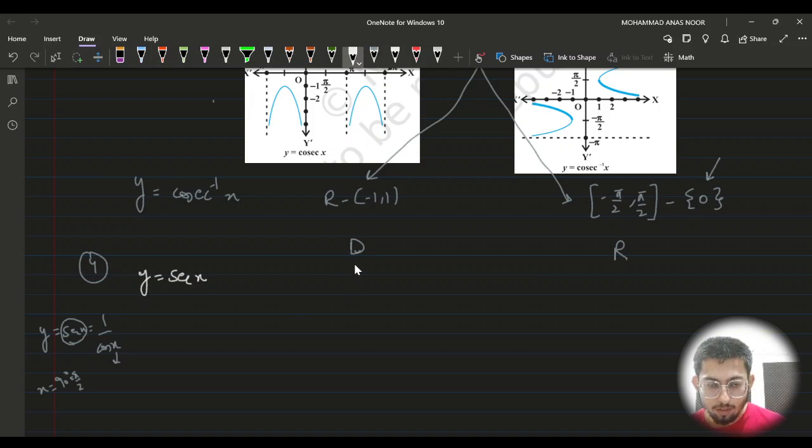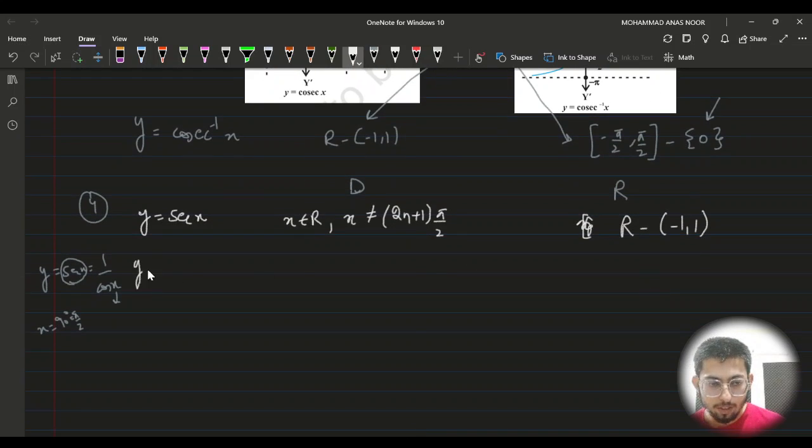What is the domain of the sec x function? Tell me. x belonging to R, but x should not be equal to odd multiples of pi by 2. What is the range? It would be R minus 1 to 1, the real numbers except minus 1 to 1, isn't it?